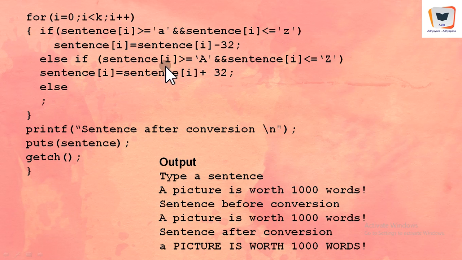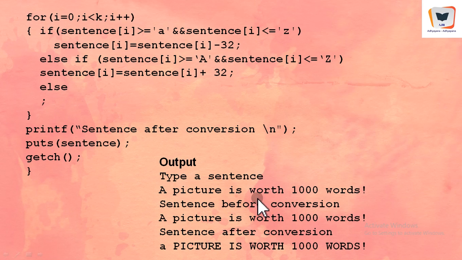So else if sentence of I is greater than or equal to capital A, and sentence of I is less than or equal to capital Z, then we will just add 32 in order to convert the capital letters into small letters, and we will just leave the else block as it is. This will take care of any other character other than the alphabet. Now sentence after conversion, we will just place that, and here is an output.